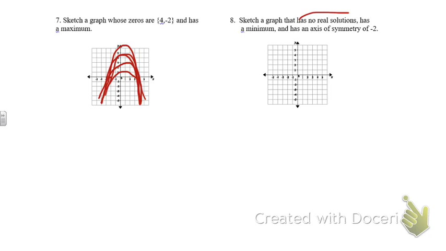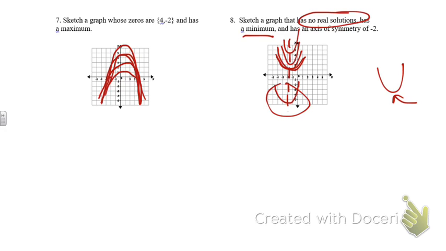Sketch a graph that has no real solutions. That means it does not cross the x-axis. The axis of symmetry is at negative 2, so I put my axis of symmetry on there. It has a minimum, so that means it's opening up. That's a minimum, so it has to be up here somewhere. It could be anything up here. It can't touch the x-axis. It cannot be down below because it's eventually going to cross the x-axis. So those cannot be answers.